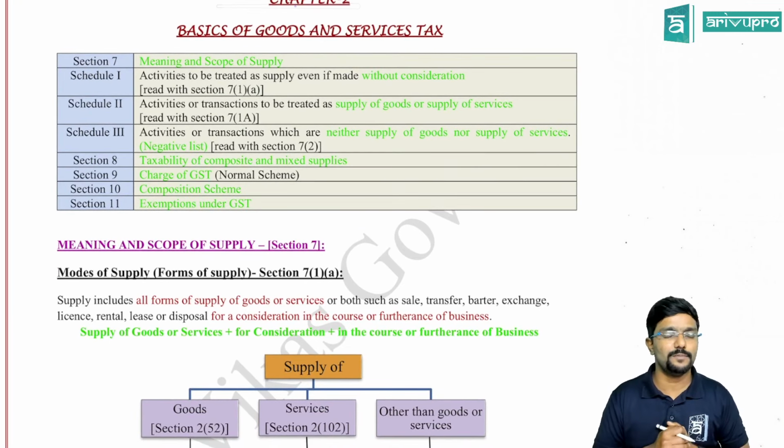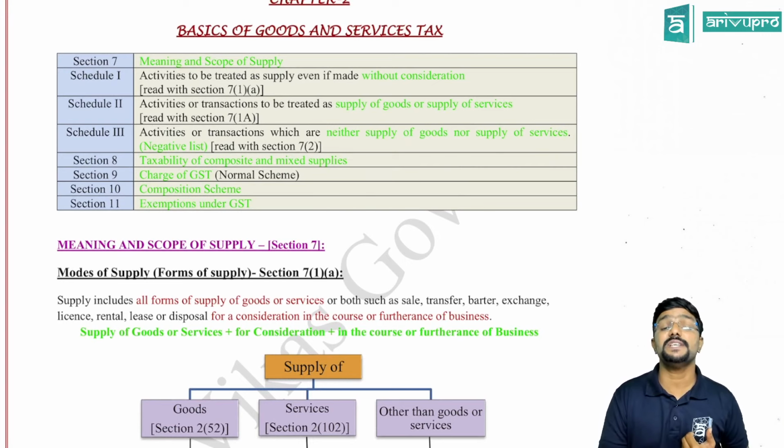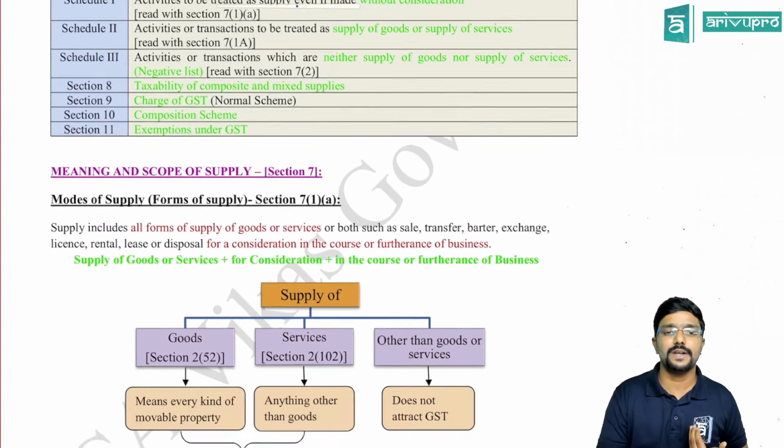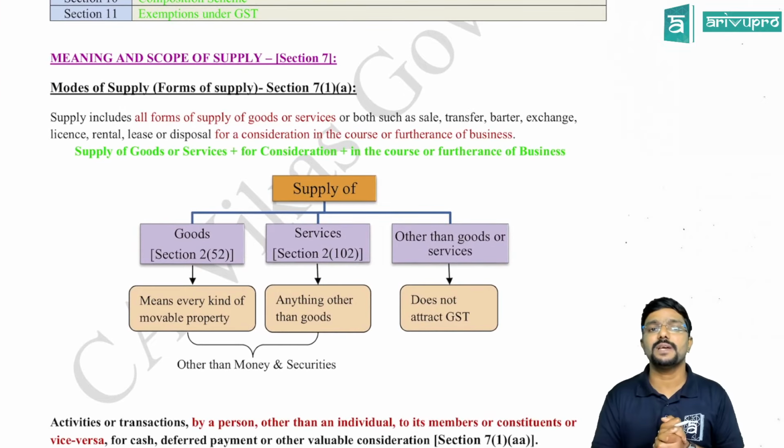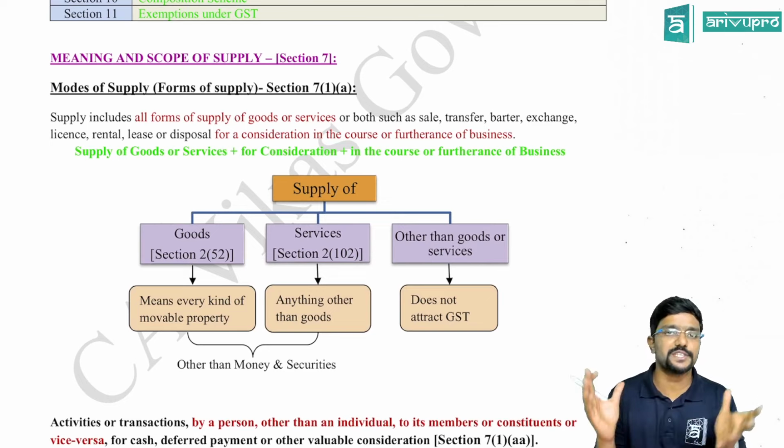There are two categories of composition scheme. Then 11, exemptions under GST. All these are CGST Act, means all the sections are covered under CGST Act. Now let us see one by one. Meaning and scope of supply is covered under section 7, which has various subsections and clauses.